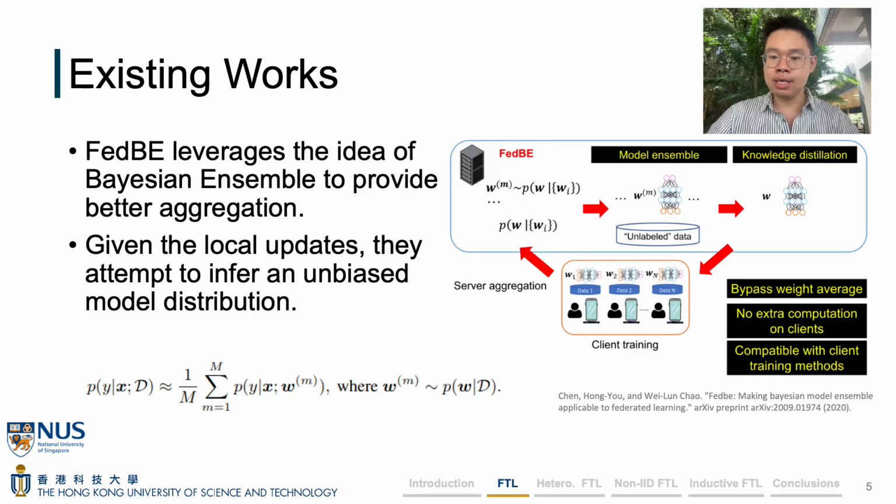FedBE is a typical ensemble-based method. It adopts Bayesian ensemble to provide a better global model aggregation. Specifically, FedBE intends to infer an unbiased parameter distribution given the local updates. However, such a method requires a global dataset containing all clients for model training, which is not always available in practice.